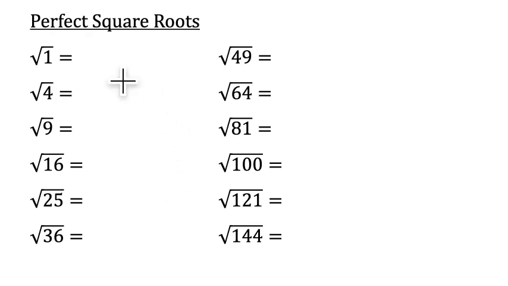In case you're a little rusty with your perfect square roots, let's go ahead and review the first few of those. Let's start down the list a little bit here. The square root of 25, well, that equals 5 because 5 times 5 is 25. So the square root of a number is just asking you what number multiplied by itself equals the number inside the square root.